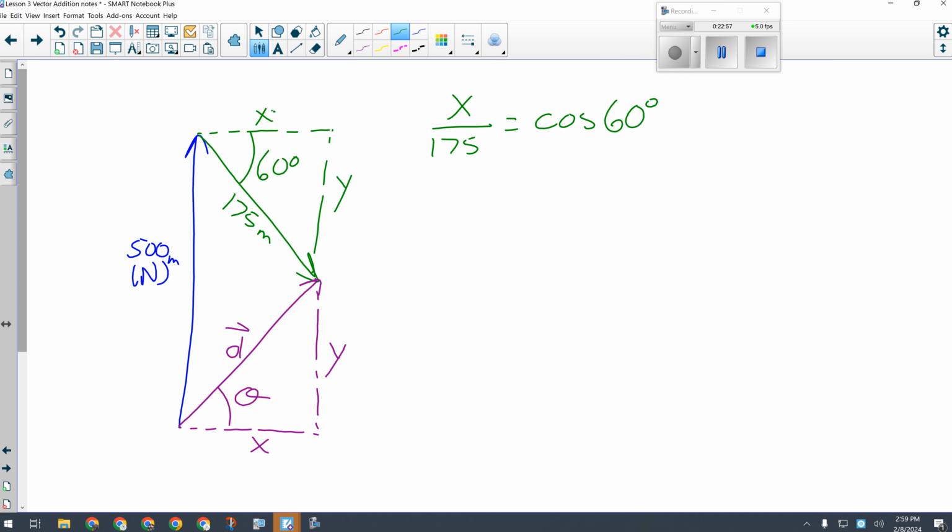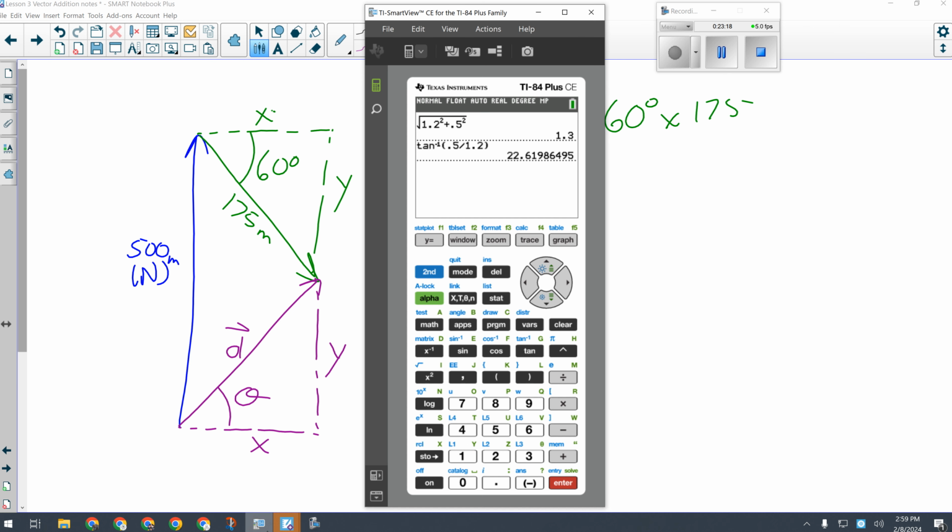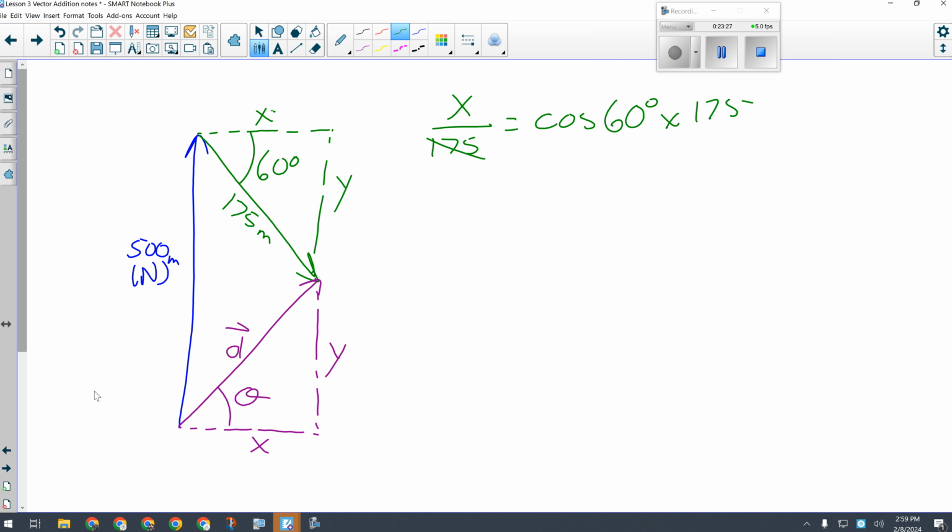Everybody okay with that? So how do I get x? What do I have to do with the 175? Cross multiply. Right now I'm dividing by 175. I want to move it over to the other side to isolate x. I multiply, so I'm going to multiply the 175 over to this side. That's going to solve for x. So I'm going to go 175 times the cos of 60. The cos of 60 is 0.5. 87.5.